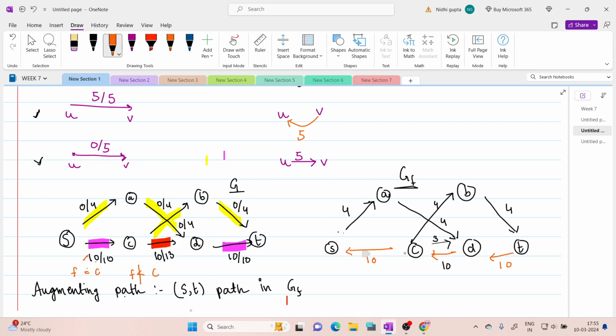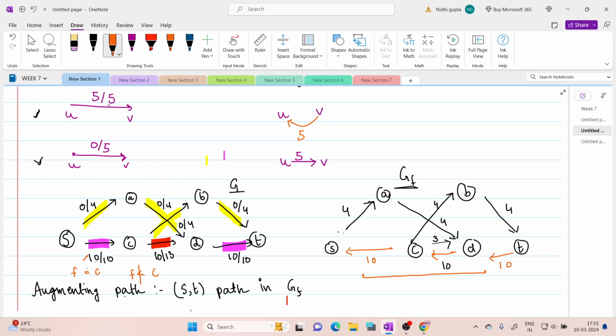No, ma'am. Okay, so you are saying there is no. So in G, you have to consider in GF, not G. That's why we are constructing residual flow. So can anyone find it? There is an augmenting path in this graph.